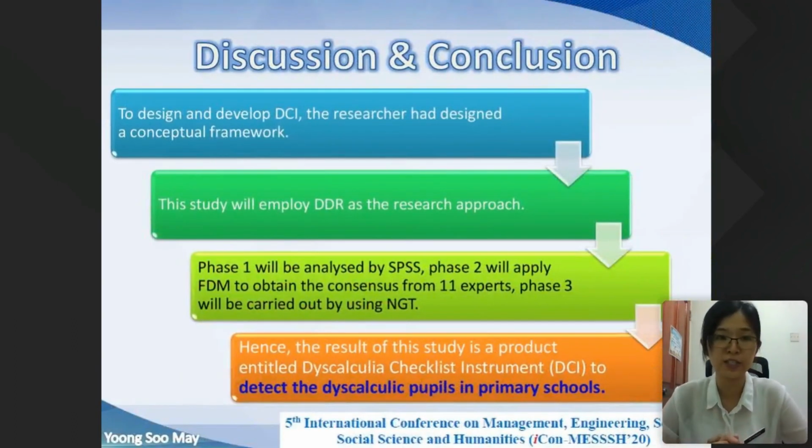Discussion and conclusion. To design and develop the Dyscalculia checklist instrument, the researcher had designed a conceptual framework. This study will employ design and development research as the research approach. The data in Phase 1 will be analyzed using SPSS. Phase 2 will apply the Fuzzy-Delphi method to obtain the consensus from 11 experts. Phase 3 will be carried out using nominal group technique. Hence, the result of this study is a product entitled Dyscalculia checklist instrument to detect dyscalculic pupils in primary schools.